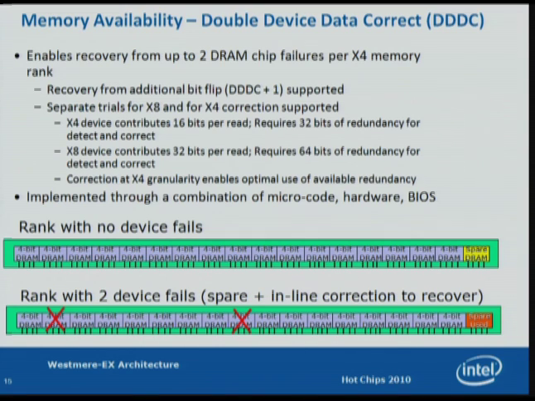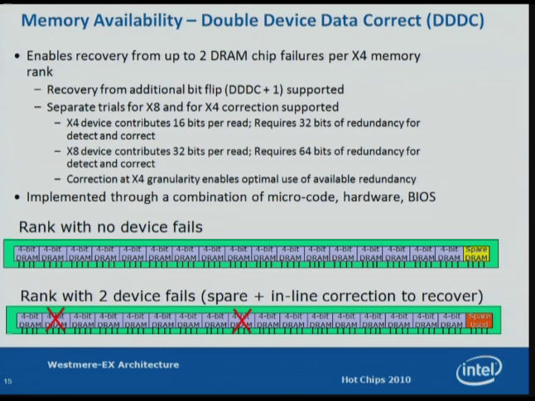Now RAS is a critical vector for the high-end servers that we designed, right? The baseline design already supported single device data correct. Essentially, if you think of it as a memory subsystem having several ranks of devices, where a rank is a set of devices that are accessed in parallel, you can have some of these DRAM chips go bad and still recover from it, right?